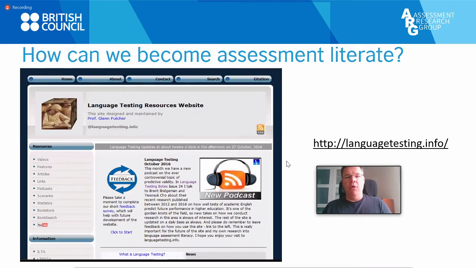Going up a little bit more advanced, this is another language assessment literacy page, the Language Testing Resources website by Glenn Fulcher, who was, again, one of the people I mentioned earlier on, quoted from him. This is from the University of Leicester in the UK. And this is very comprehensive. This is more for language testers than teachers, I would say, but would be of interest to teachers as well.